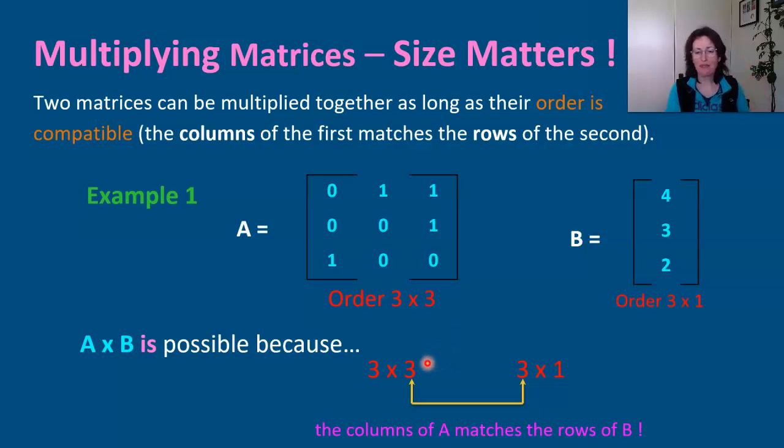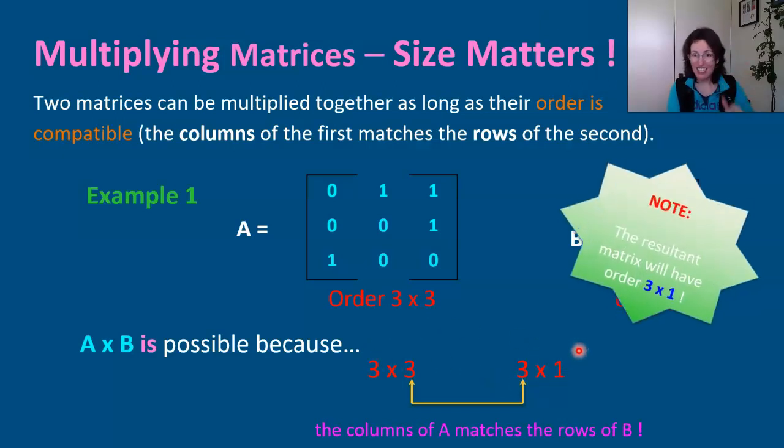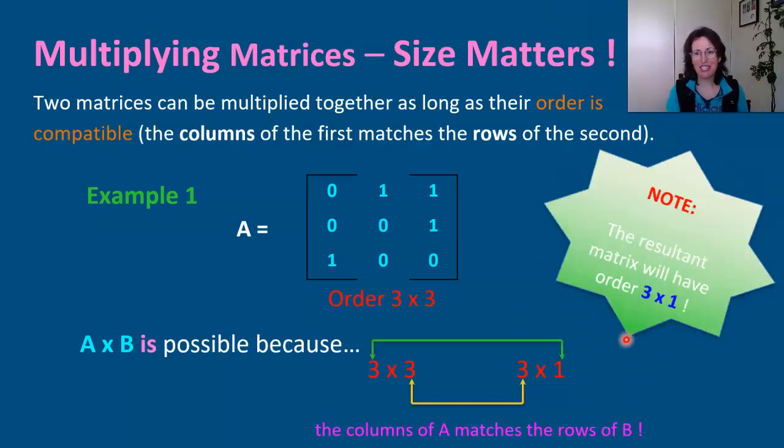I always like to think of it that if these middle numbers match, it's a bit like one of those marble popping games when you get 3 in a row and they hit each other and they disappear. That's essentially what happens. So these 3's disappear and the resulting matrix is these two numbers at the ends. And so the final matrix there will have an order of a 3 by 1, which will be 3 rows and 1 column. So it'll look like what we just had there for matrix B, one long column matrix.